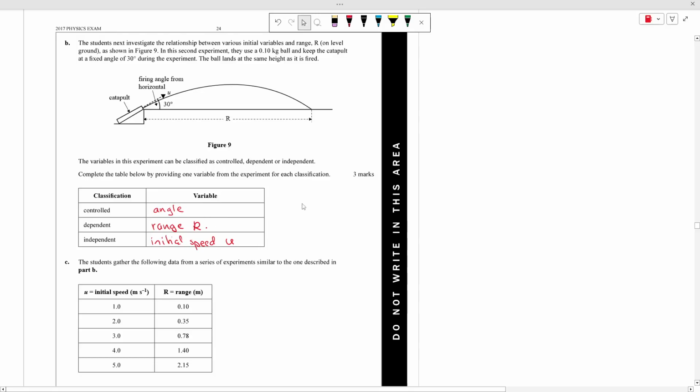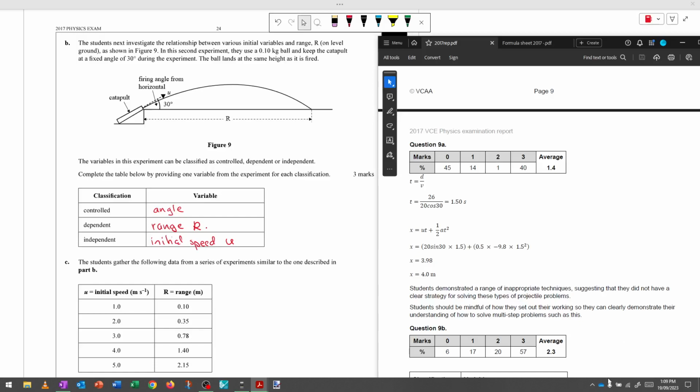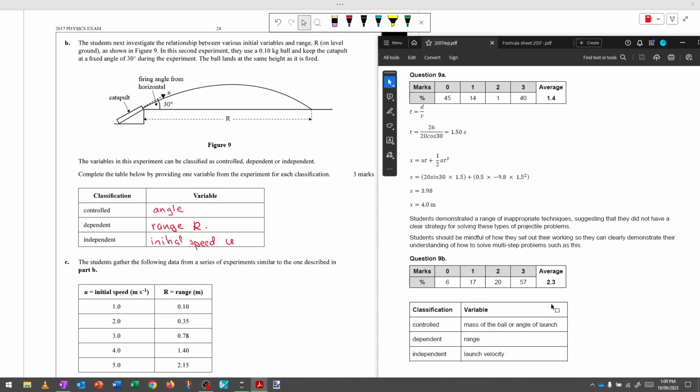Just check the examiner's report for that one. Most students knew what they were doing. 57% got full marks. And there you go, controlled: mass of the ball or the launch angle. Dependent would be range, and independent would be launch velocity. That's what we've got. All good.